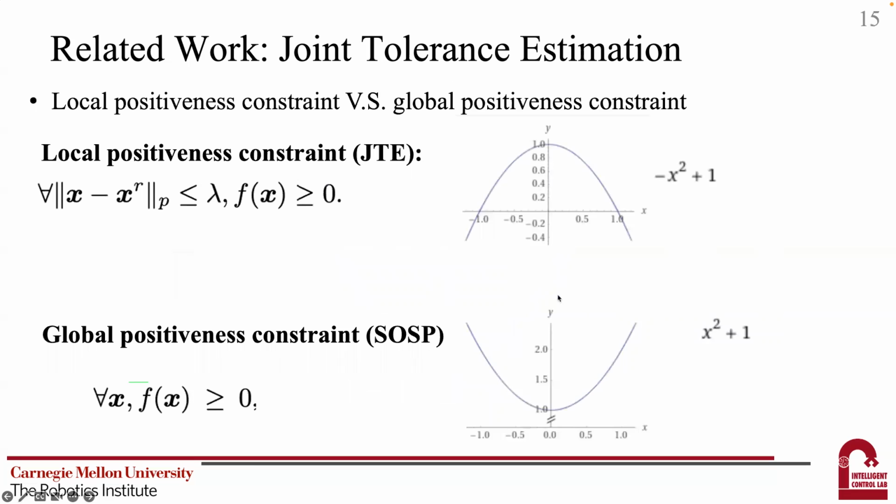So far, you may be wondering if we can directly use sum of squares programming to solve the joint tolerance estimation problem. Well, the answer is no. Here we highlight the inherent difference between the SOSP problem and the joint tolerance estimation problem. Joint tolerance estimation considers local positiveness constraints, which means it only requires f(x) to be positive in a bounded neighborhood of the reference state. In the example here, f(x) is positive in the unit cube around x equal to 0. However, SOSP deals with a more restrictive constraint, called global positiveness constraint, such that every state x should have f(x) greater or equal to 0. Although SOSP cannot directly solve the local positiveness constraint, our method is actually built upon a theory behind SOSP, and this will be introduced later on.